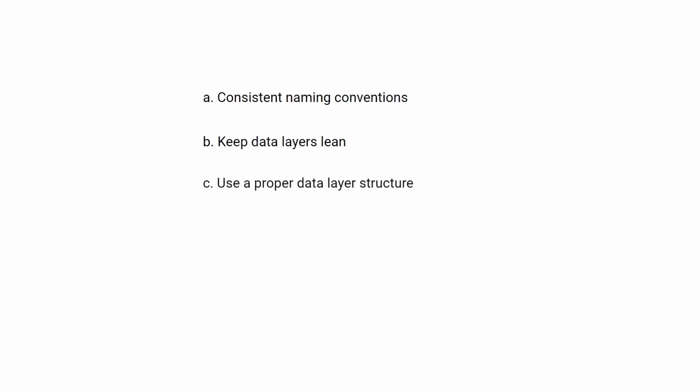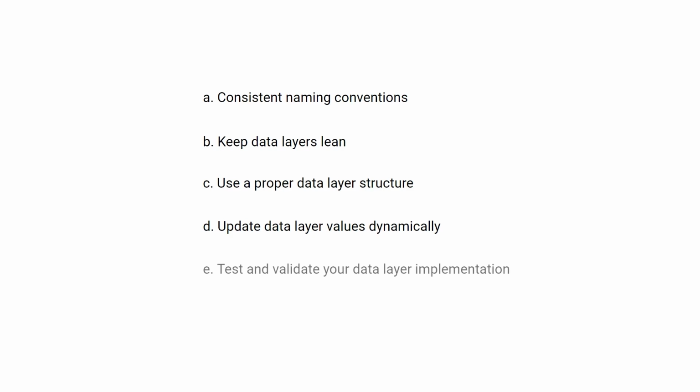Organize your data layers with a clear structure, such as grouping related properties together or using nested objects. This makes your data layer easier to read, understand, and maintain. Make sure to update your data layer values dynamically as users interact with your website or application. This ensures that the data being sent to GTM is always accurate and up to date. Before launching any changes to your website or application, test and validate your data layer implementation to ensure it is working correctly and collecting the data you need. Use GTM's preview mode and check your data layer values in the browser console to verify that everything is functioning as expected.